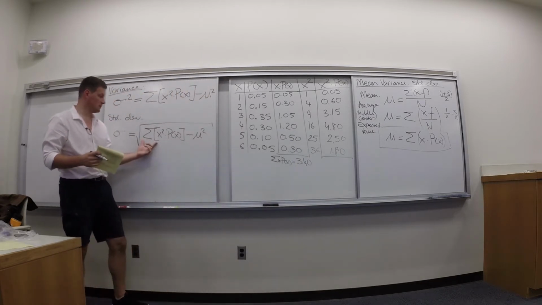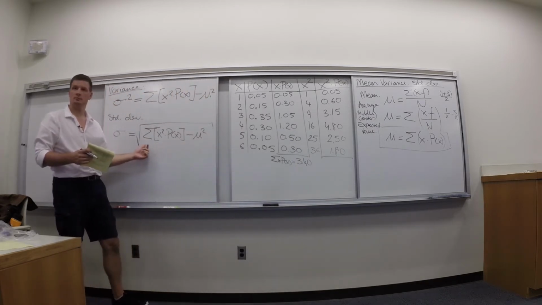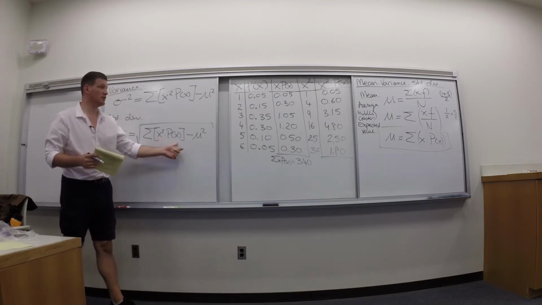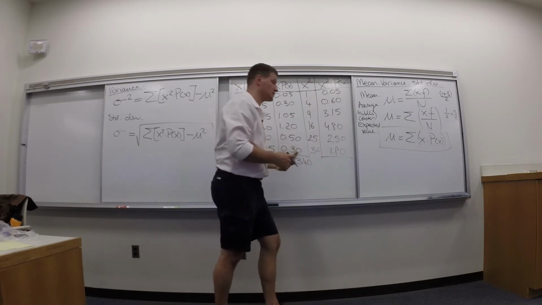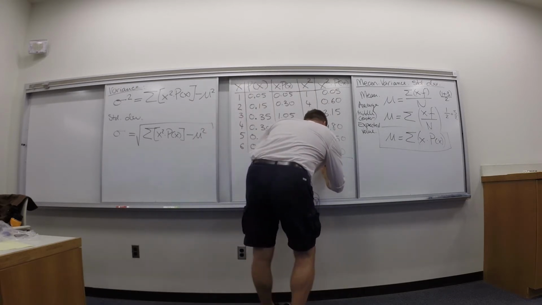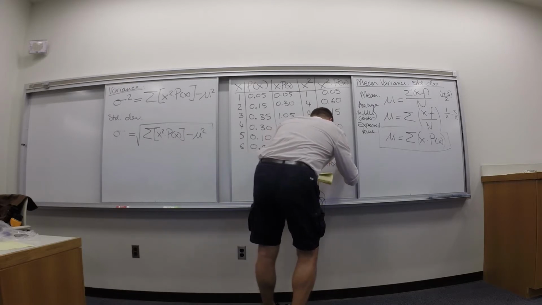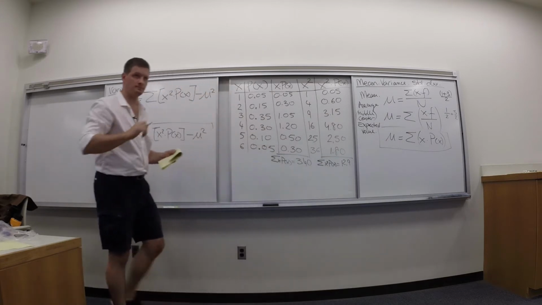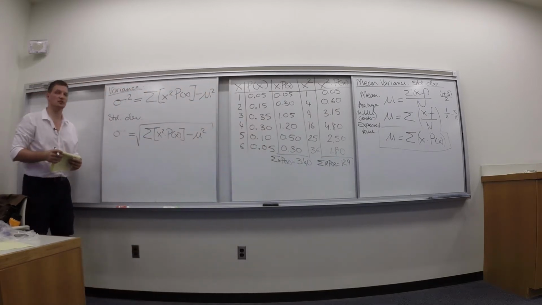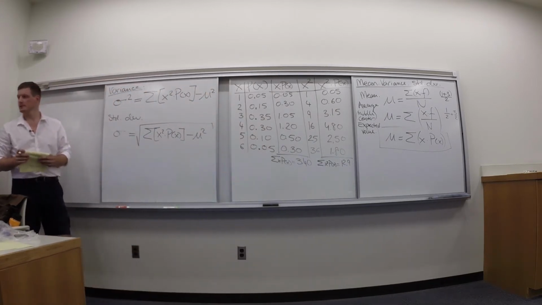All right. So, on to the last step. Sum of x squared times p of x is the sum of this column. That sum of x squared p of x comes out to be 12.9. I just added those things up. Again, if you have a calculator, that should be relatively easy to do.